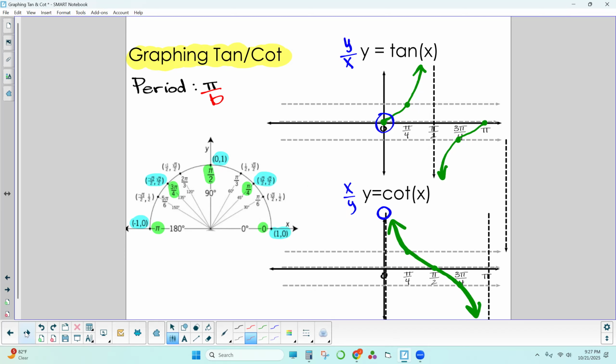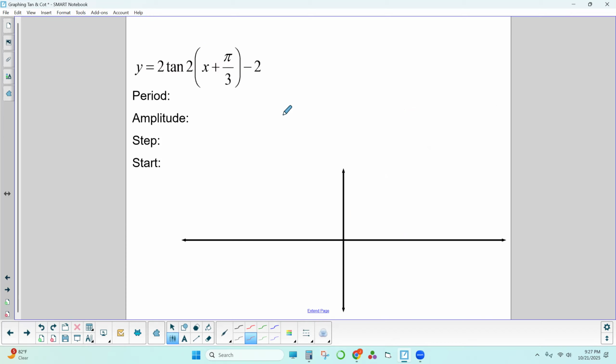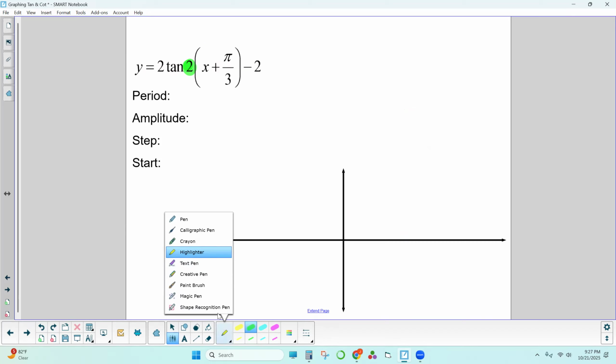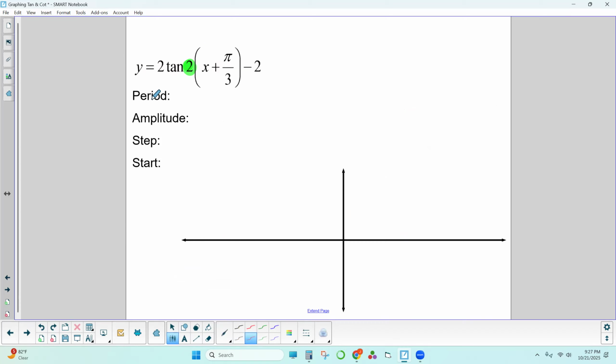Let's look at some of these transformations. Here is a tangent graph, and as you can see, there is a period change. This is our b value. So we take our period, pi divided by b. Here b is 2, so pi over 2 is our period.